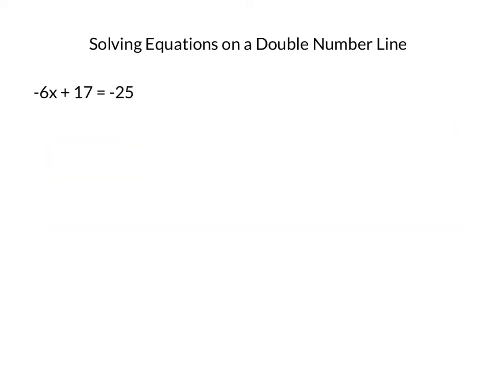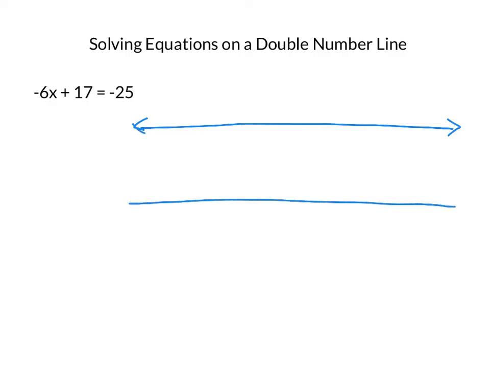So let's do another one just so you can see, and this one's going to have another step because of the negative on the 6x. But we start by making our number lines. Now I have to think ahead on this one. First of all, my expression equals a negative 25, so I know that's going to be down in this area.